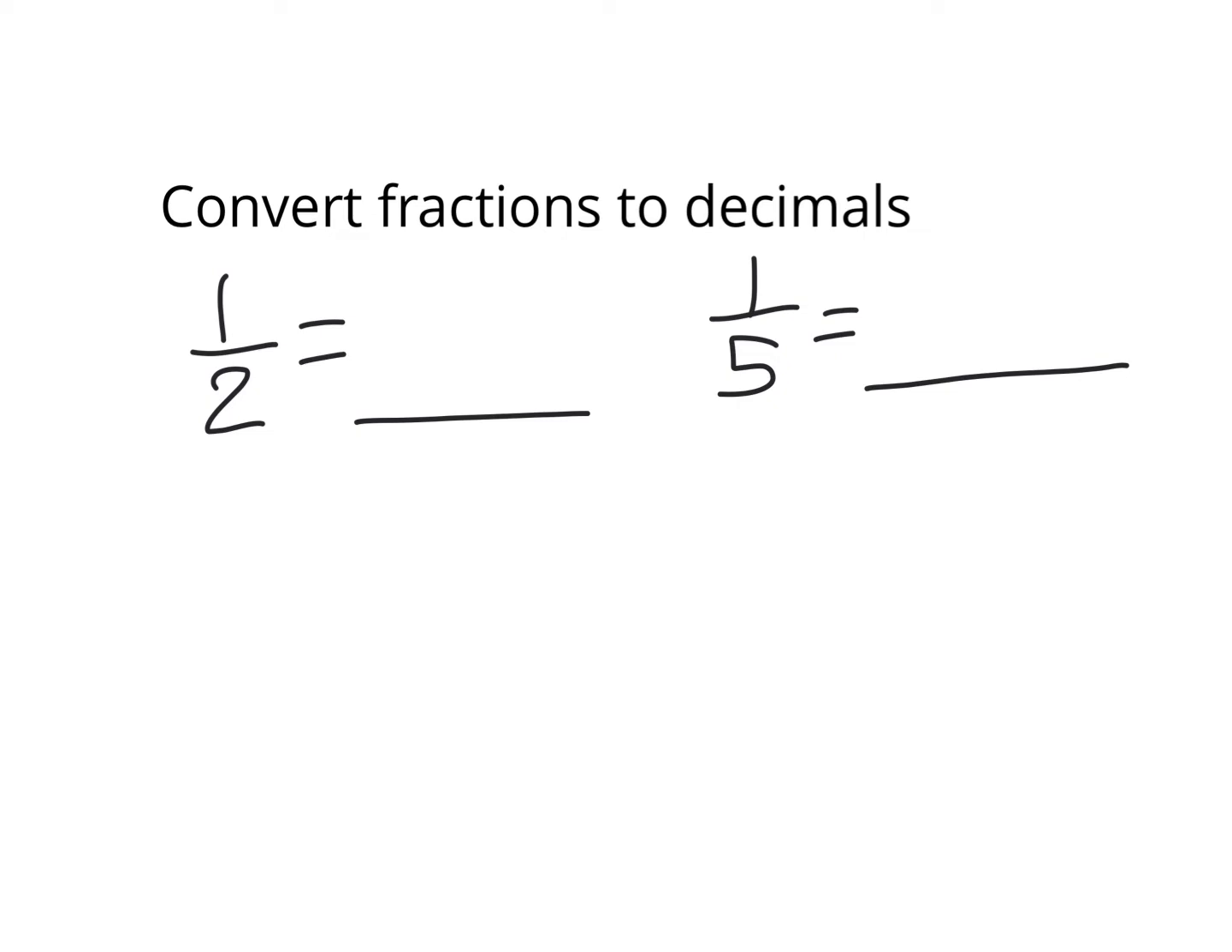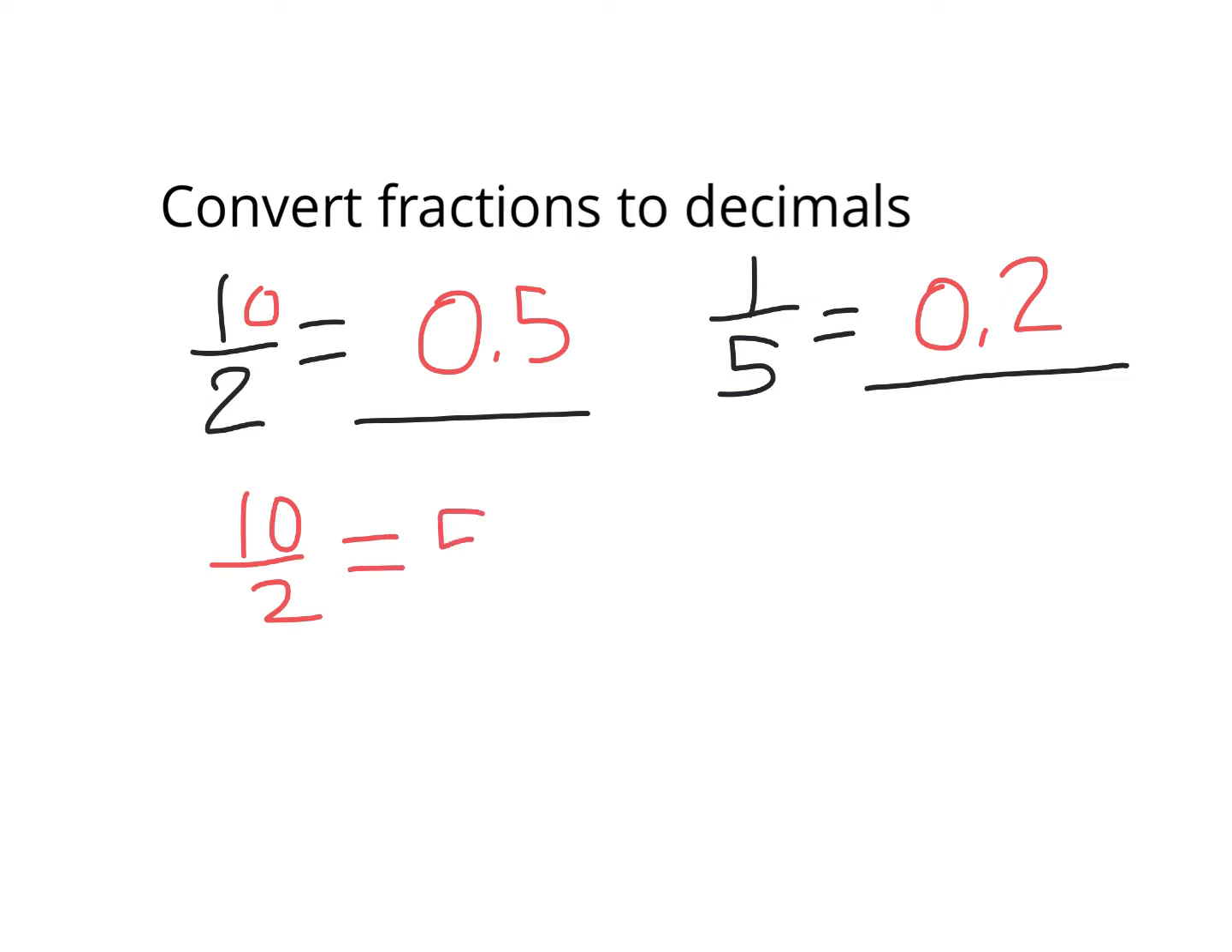So I think many of you already know that 1/2 is 0.5, and maybe you already know that 1/5 is 0.2. But what if you didn't know? How do you do this? Well, if this was 10 divided by 2, the answer is 5. But it's not 10, it's 1.0, because 1 over 2 makes this 0.5.